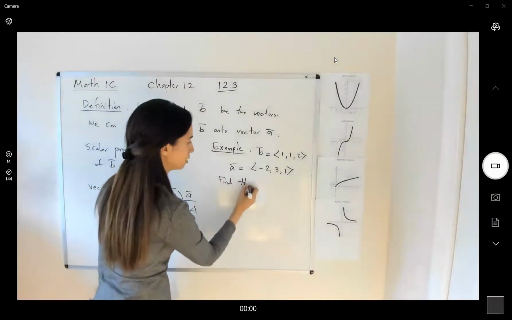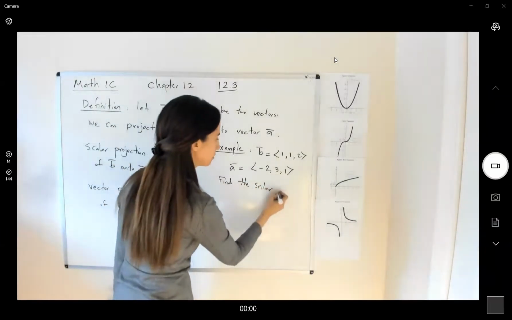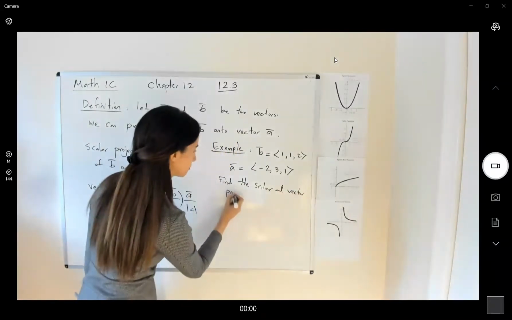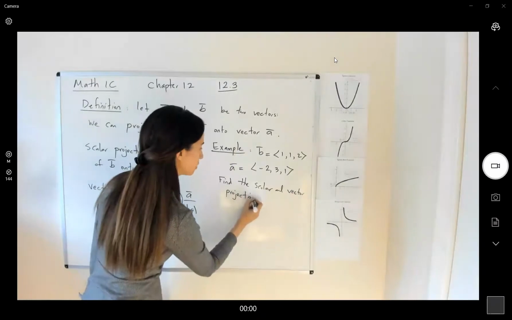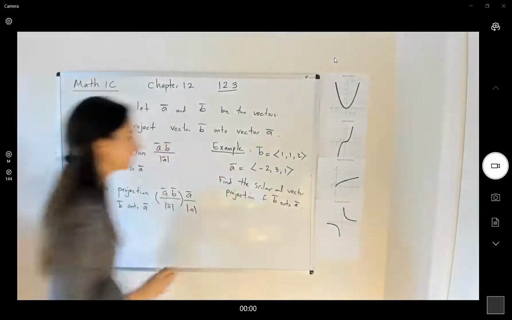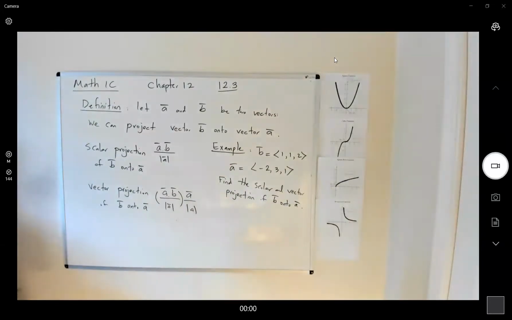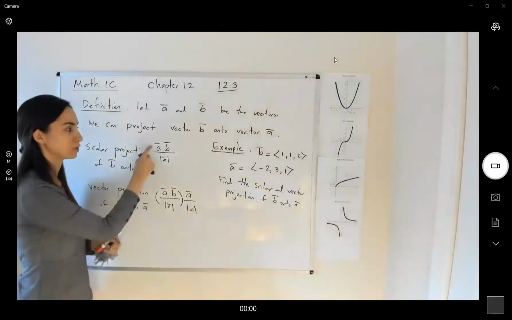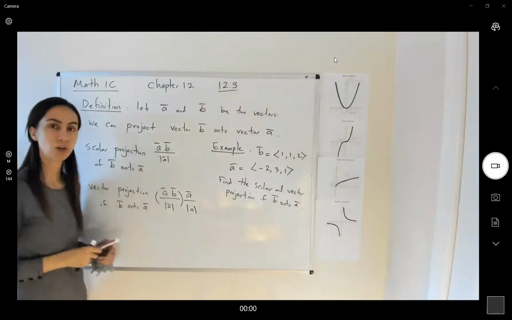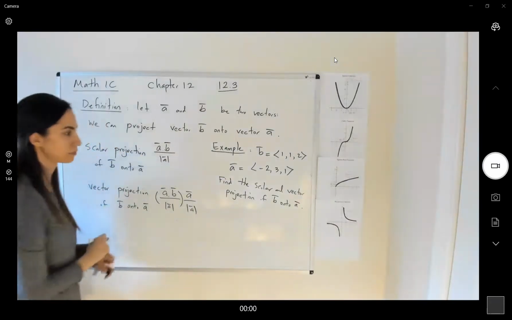Find the scalar and vector projection of B onto A. Okay, what do we need? We need the dot product between A and B. We need the magnitude of vector A.